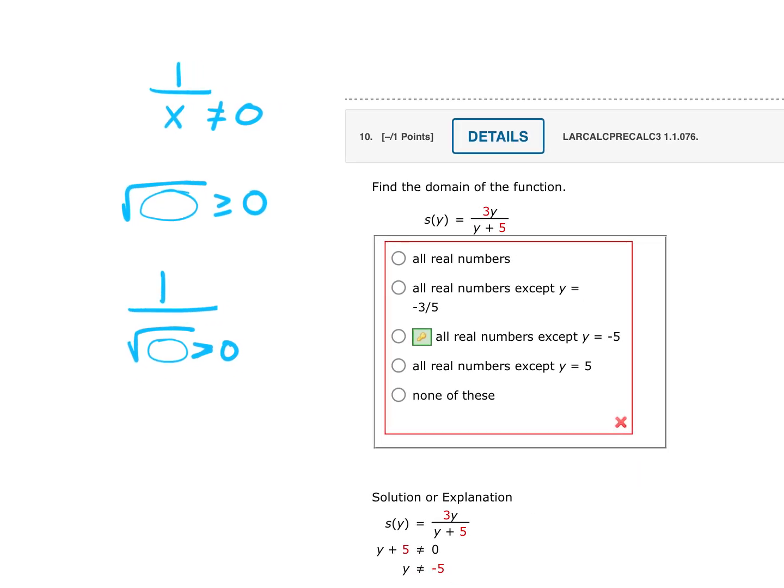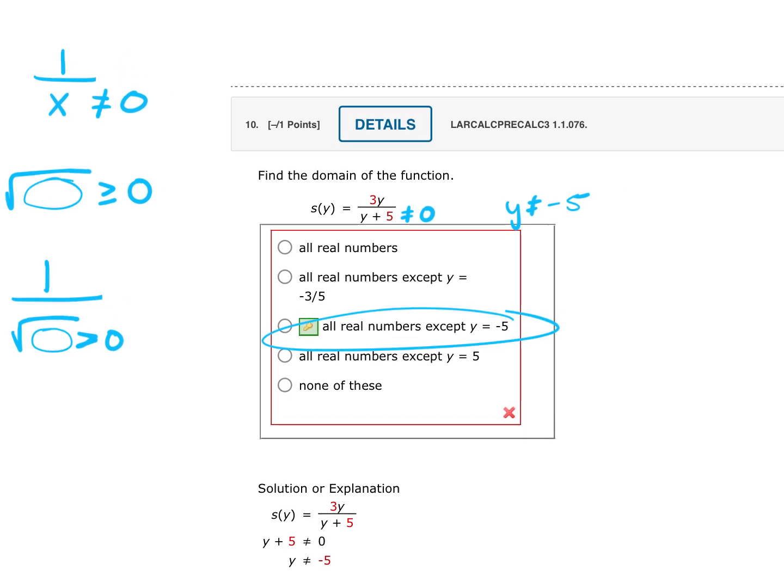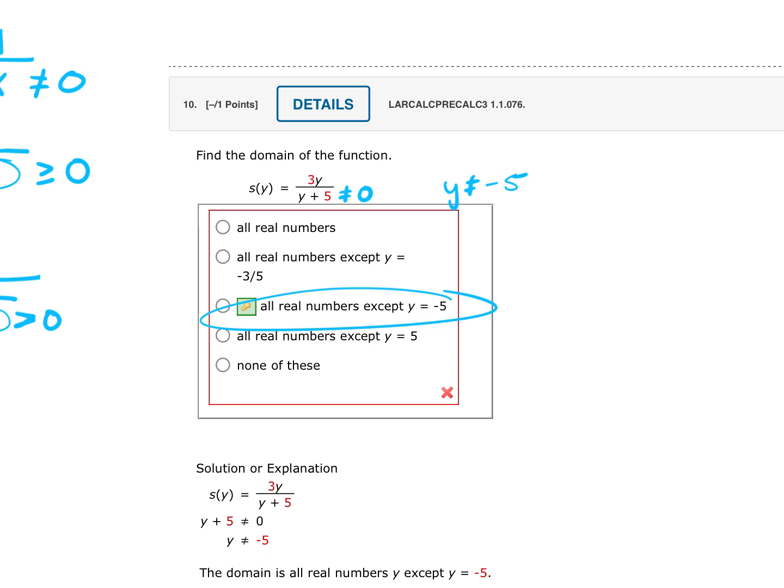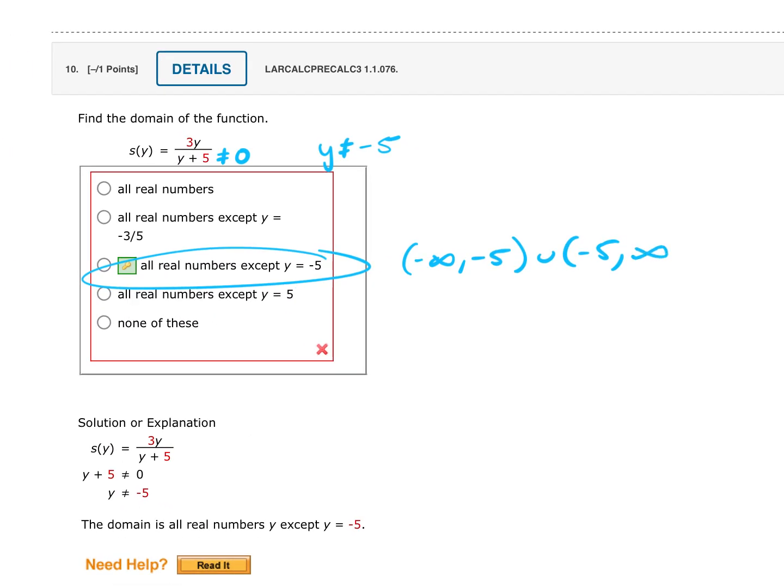So for something like number 10, we would set our denominator not equal to 0 and solve. So y cannot equal -5. So it'd be all real numbers except -5. It might be written in interval notation on the midterm, so it would be from -∞ to -5, and then from -5 to infinity. So these are the same thing.